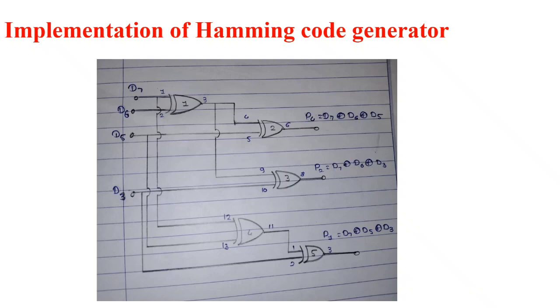And in the last condition, what we are doing is, we are taking D7 as input and D5 as the input in an XOR gate, and whatever output is obtained is again passed through another XOR gate along with D3. Then our output is P1 equal to D7 XOR D5 XOR D3.